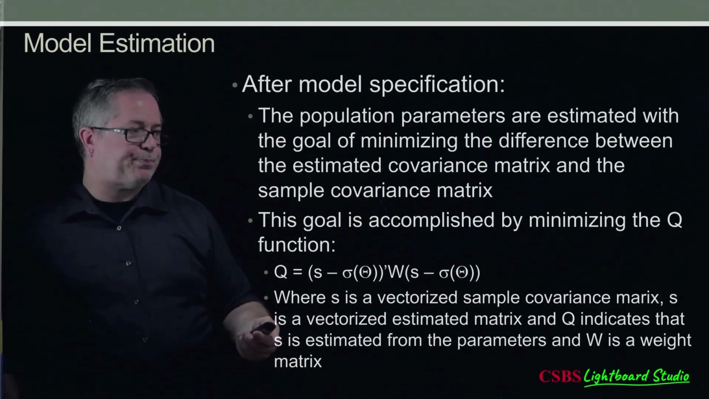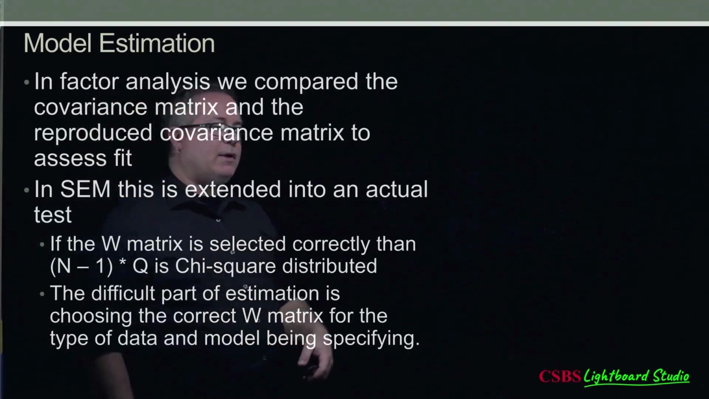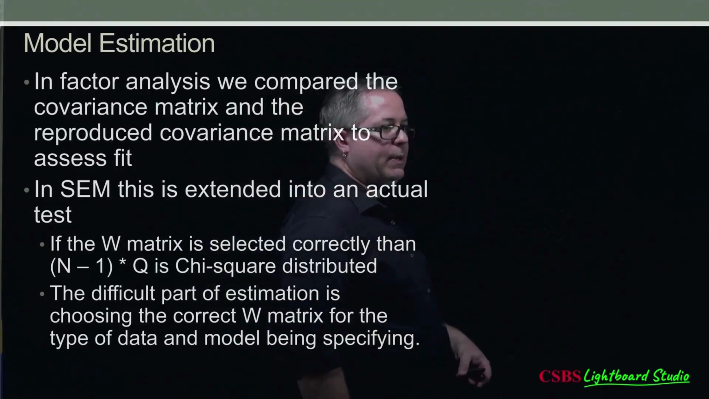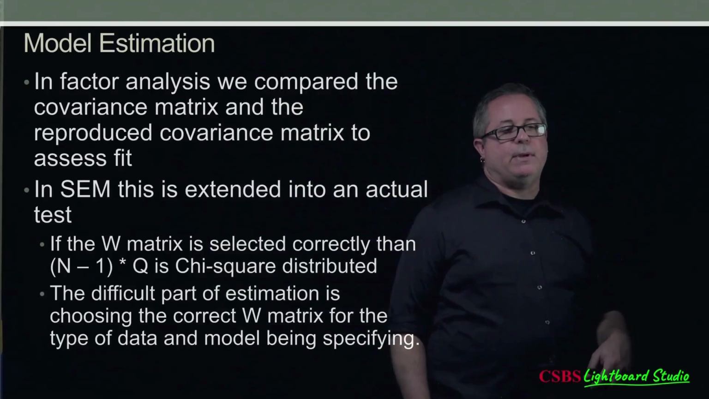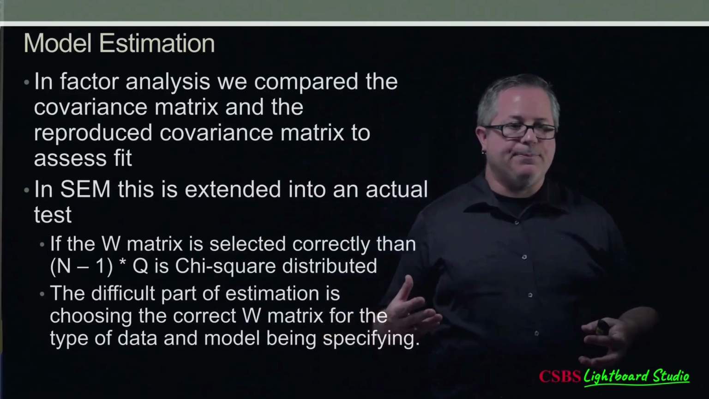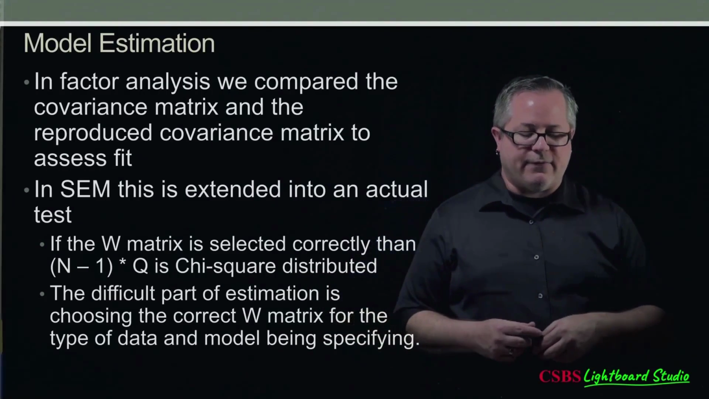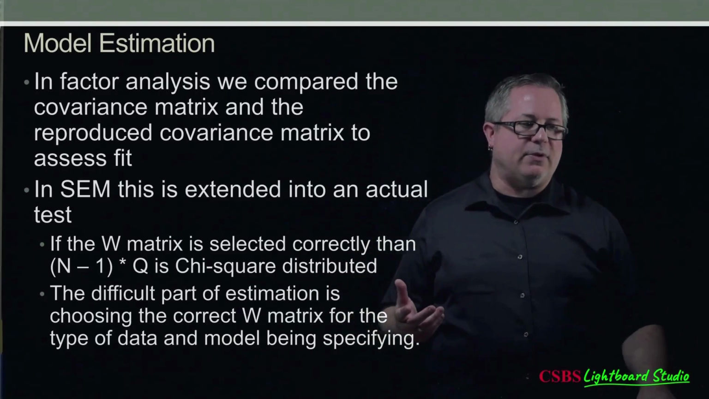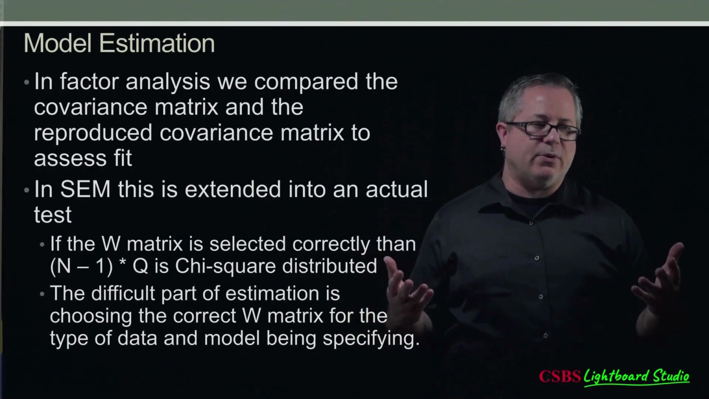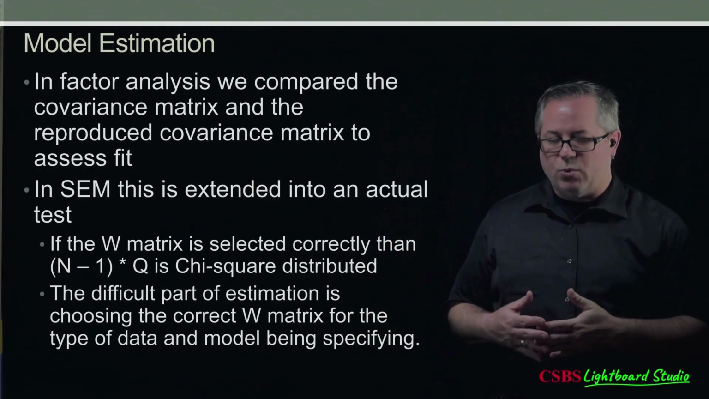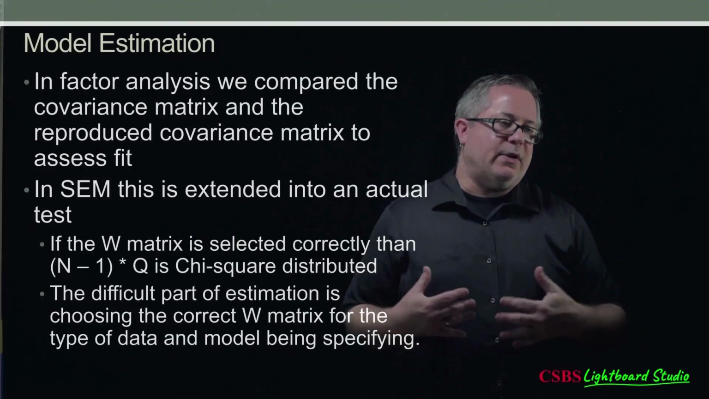In factor analysis, we compared the covariance or correlation matrix and the reproduced covariance matrix to look at fit. We wanted the residual matrix to be as small as possible, and we did that in EFA. But we didn't really have a test for it. We just looked to see if there were any non-zeros, which gave us an idea of where things weren't fitting as well. In SEM, this is extended.